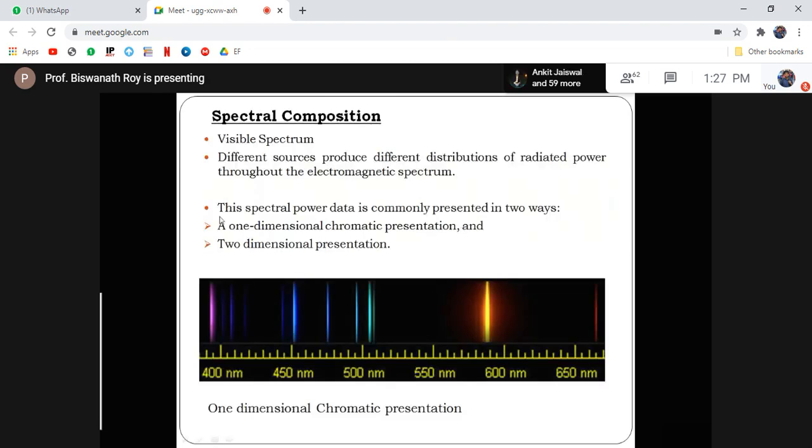By spectral composition, we mean, as I just said, the constituent wavelengths. Depending on the presentation, we can classify two types: one-dimensional chromatic presentation and two-dimensional presentation. We will come to two-dimensional presentation later on. Let us discuss what one-dimensional chromatic presentation is. Chromatic actually means the visual presentation. This is the picture of one-dimensional chromatic presentation.